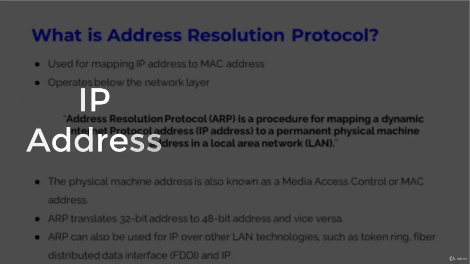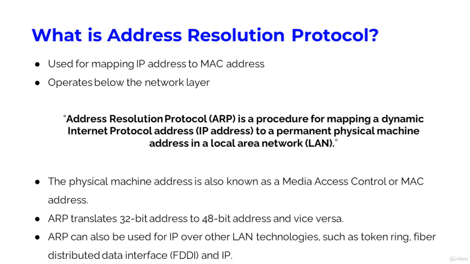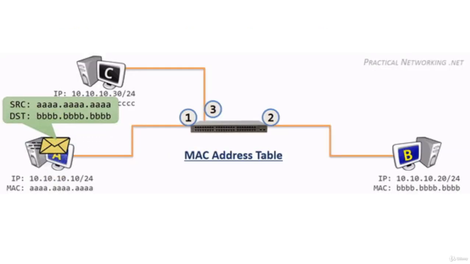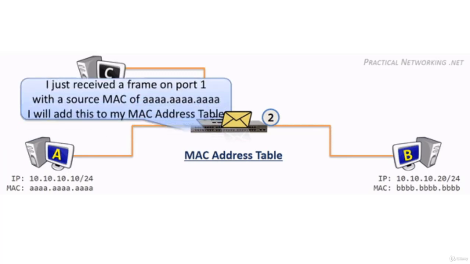ARP is a network protocol used to find out the hardware address, which is nothing but the MAC address, of a device from an IP address. It is used when a device wants to communicate with some other device on a local network, for example, on an Ethernet network that requires the physical address to be known before sending packets. The sending device uses ARP to translate IP address to MAC address.